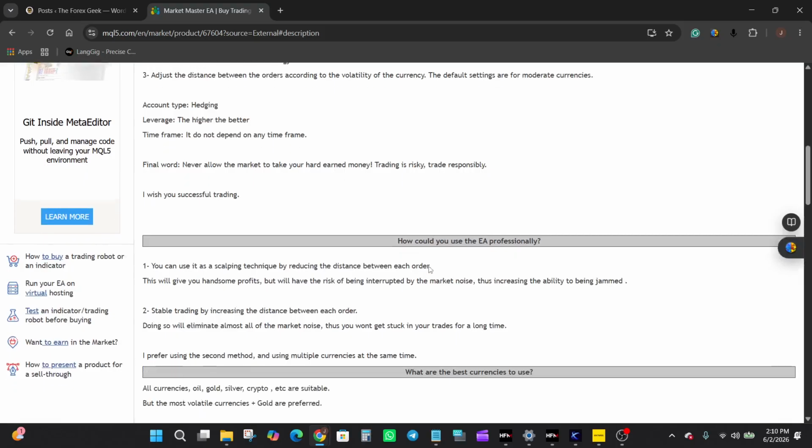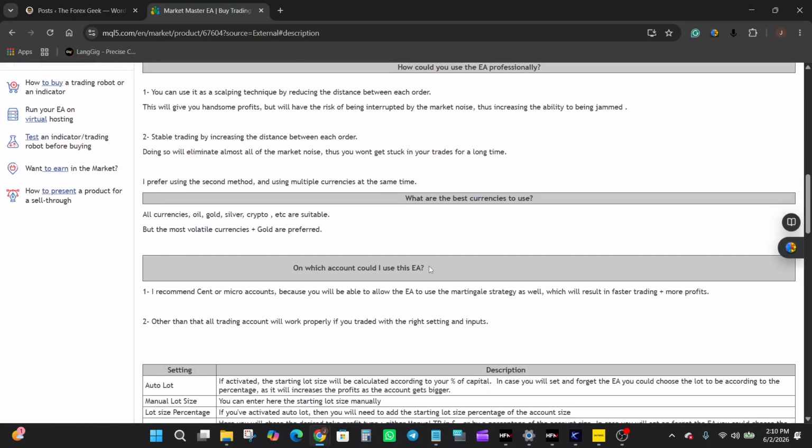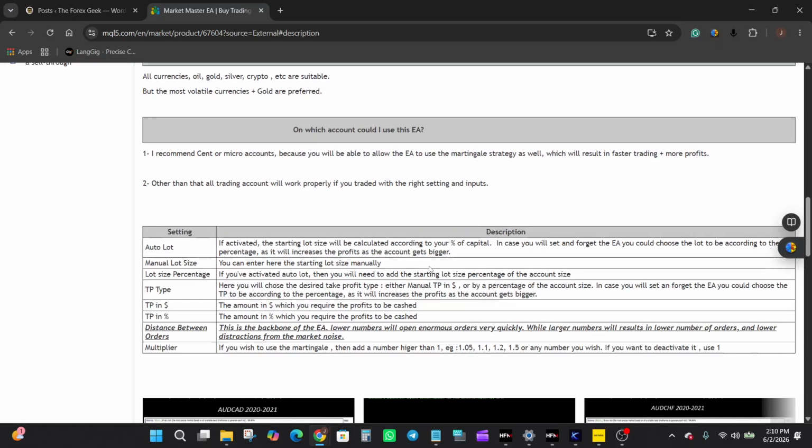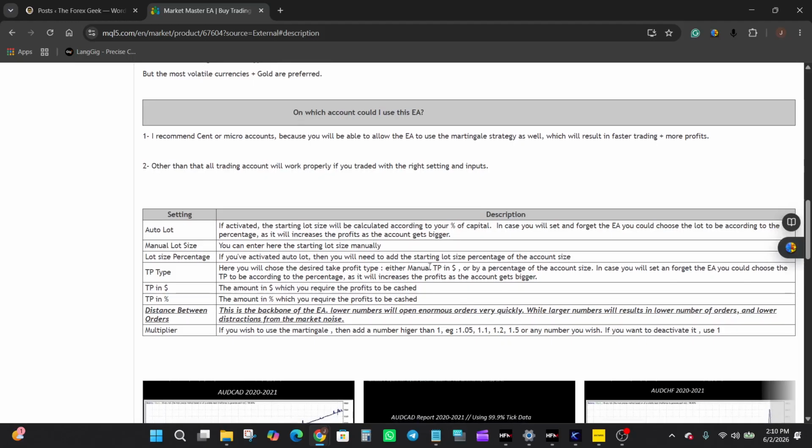Now, moving into the settings, I can see a strong focus on position management. There is an auto lot feature for dynamic position sizing based on account percentage, and a manual lot option if you want fixed volume control. There is also a take profit system that can either be set in dollar value or percentage of account size, which gives flexibility depending on how the trader wants to manage exits.